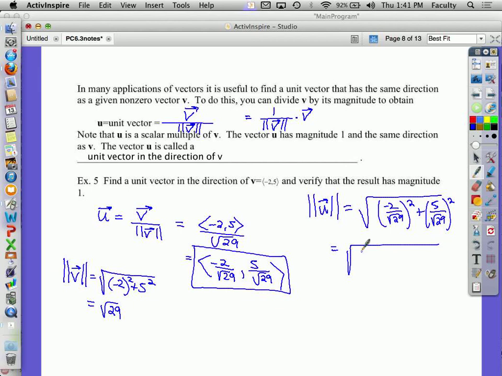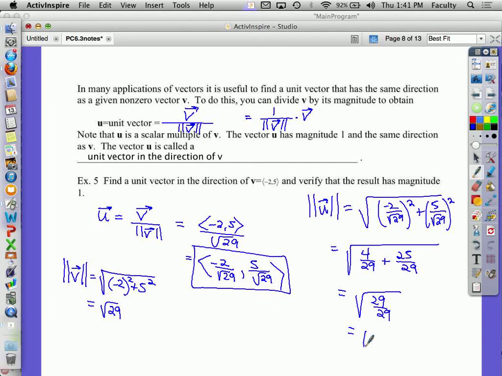So now if I square that, that's 4 over 29 plus 25 over 29. 29 over 29 is 1. So we have just verified that it in fact has a magnitude of 1, which we said it did.